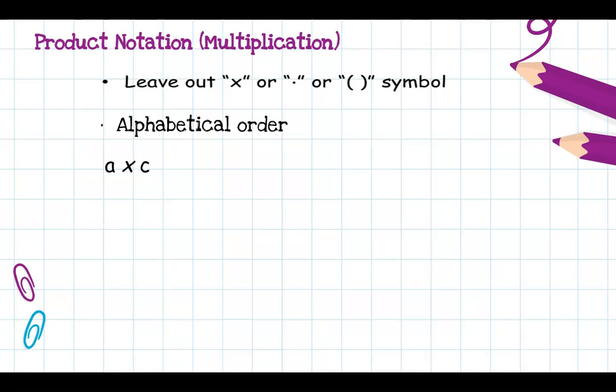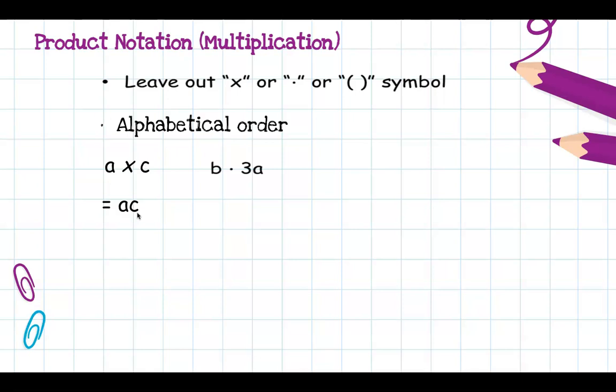So for the first example, we have two variables a and c. This means a multiplied by c. So we take away or remove the multiplication symbols. So it will just be ac. And then make sure that it's in alphabetical order. So A goes first, and then you write C last.